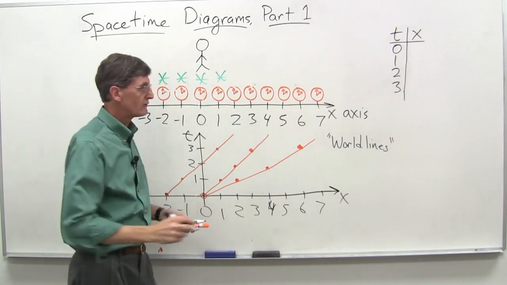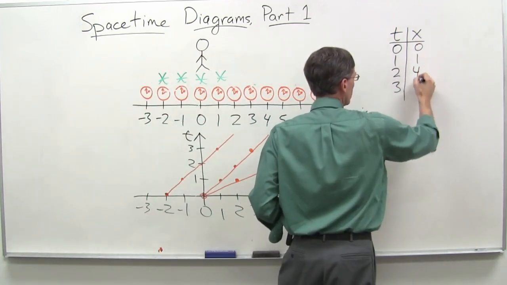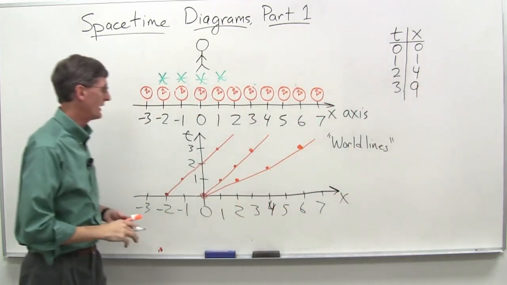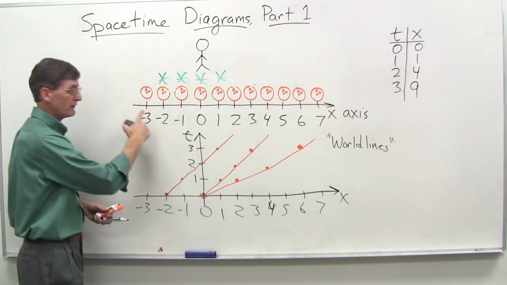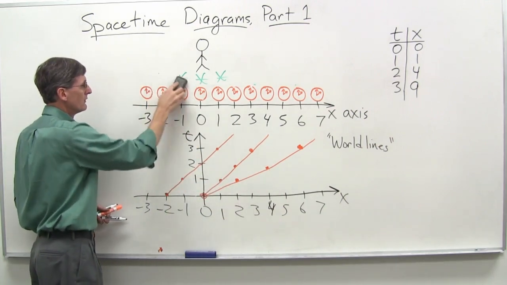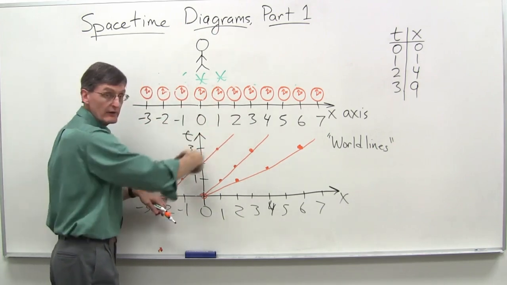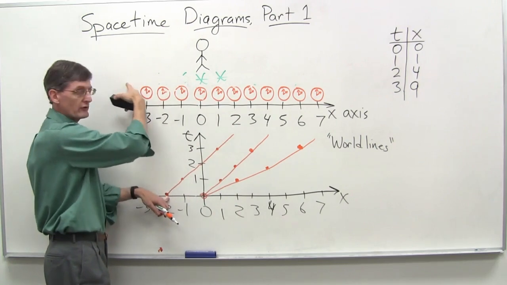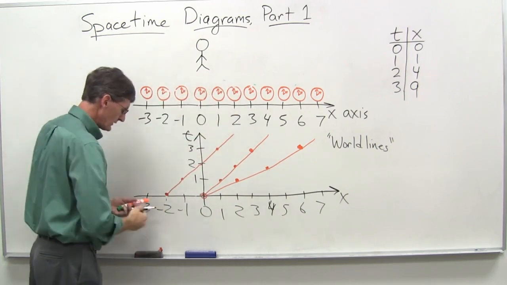So in this case, let's do 0, 1, 4, 9 for our flashes. Okay, so this was the case where the 4 flashes in sequence occurred at -2, -1, 0, and 1. Again, that's the physical reality. This is the space-time diagram. This is the world line if that was a car or a spaceship traveling along with those flashes there.